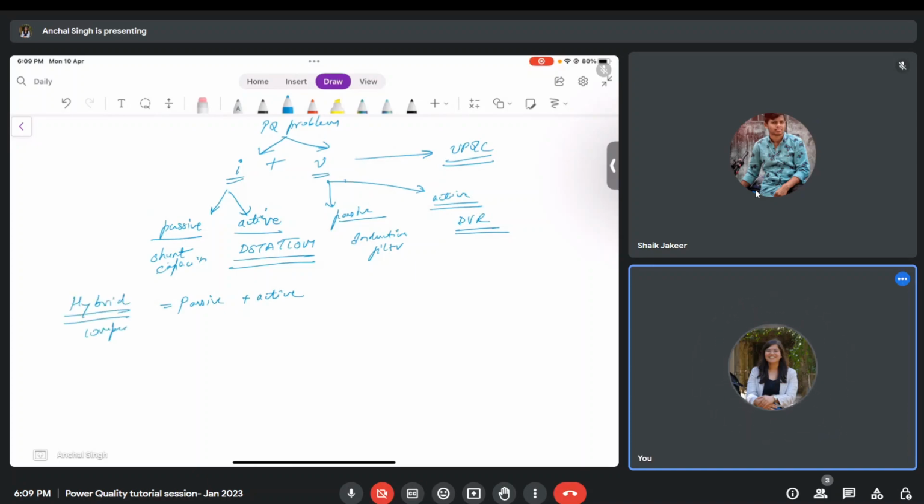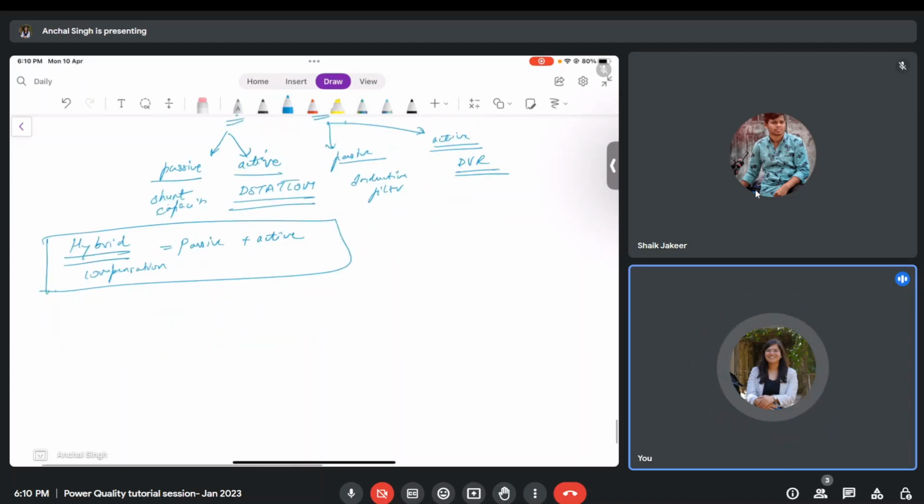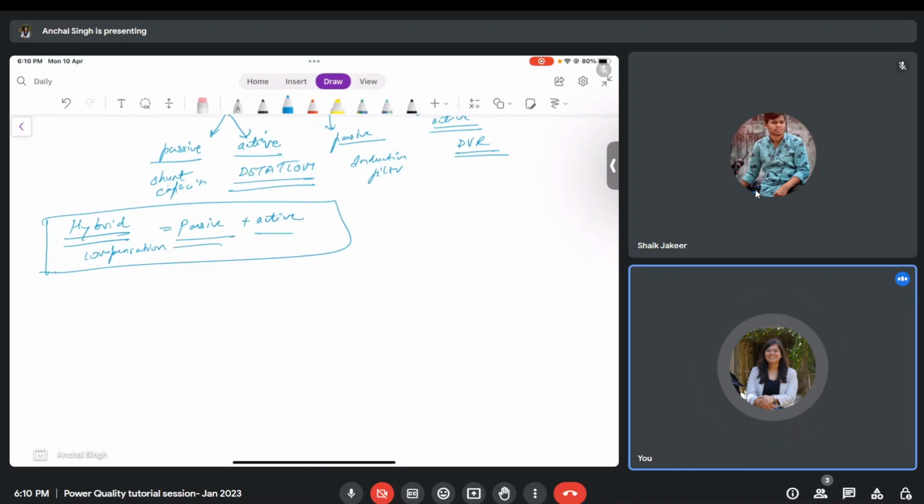hybrid kind of compensation. In today's lecture, we'll be discussing these hybrid type of compensators. They have a combination of both passive and active components. They could either have both series and shunt active filters, or they could have a series and shunt passive filter, or a combination. All these hybrids come in this category. There are a lot of combinations possible in this particular type of filter.